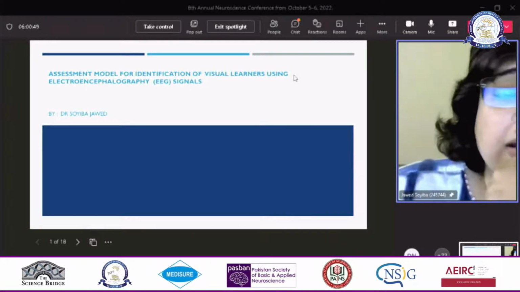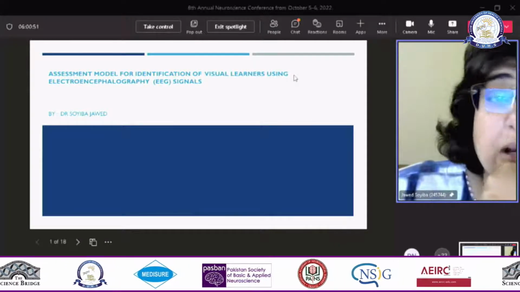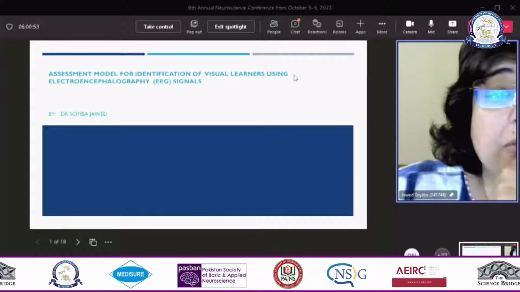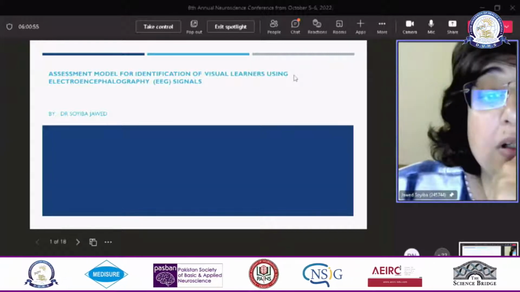So in literature, there are many existing learning models, naming a few: Felder and Silverman, and the Kolb model.